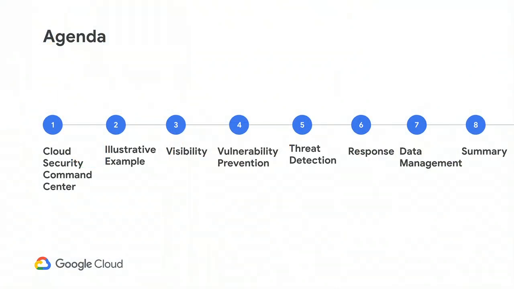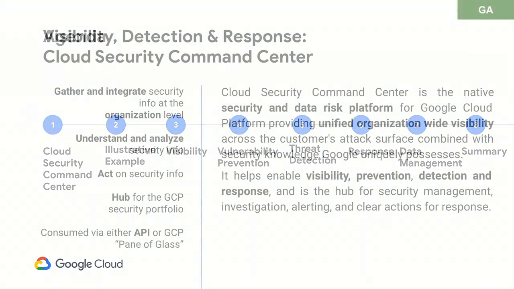So today we're going to talk about a few things. First, give you a short overview of the Cloud Security Command Center, and then really pin the rest of the talk on an illustrative example of an end-to-end visibility, prevention, detection, response scenario. And then we're going to break down the underlying pieces, because the Cloud Security Command Center is really focused on 5 key capabilities to help you understand your attack surface, your security posture on Google Cloud Platform. Visibility, vulnerability prevention, threat detection, response, and then data management.